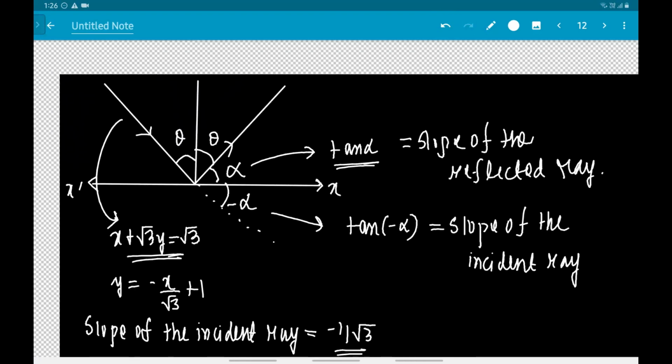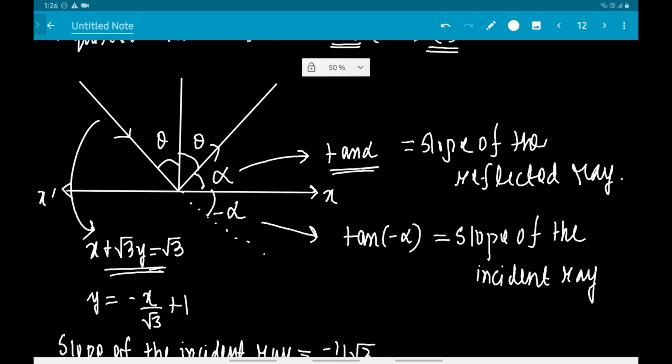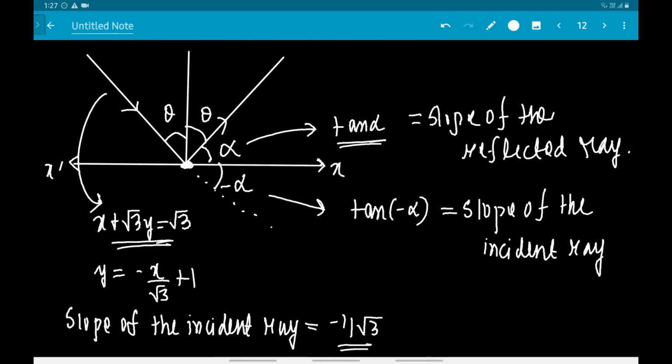Now, another thing: this incident ray is touching the x-axis and then it is getting reflected. So at this point on the x-axis, the y-coordinate is 0. So if the y-coordinate is 0, then x plus 0 equals root 3. That means x is root 3 and y is 0. So this point is root 3 comma 0.